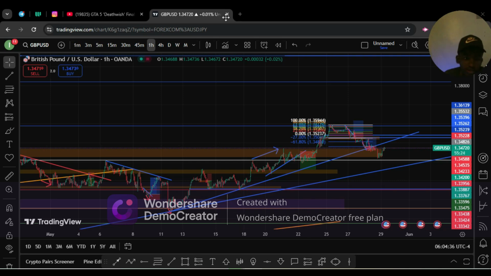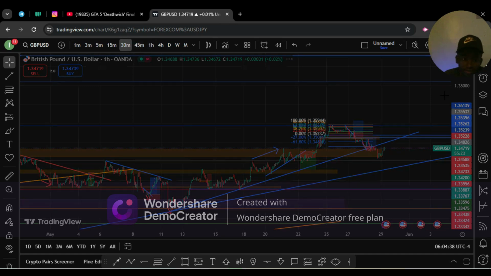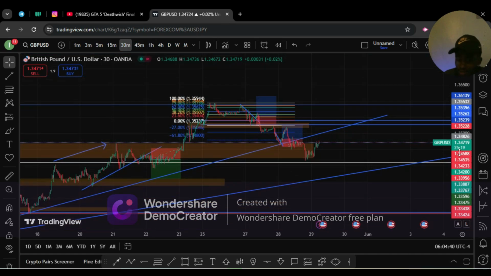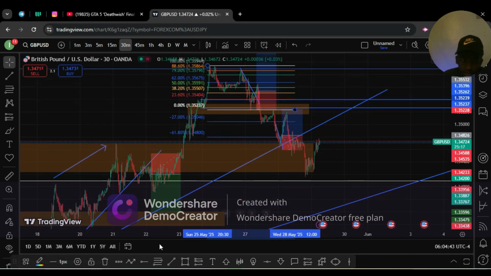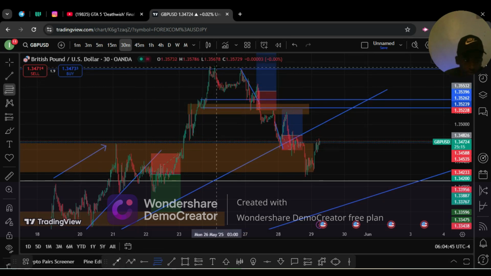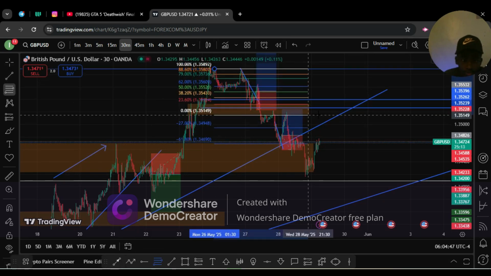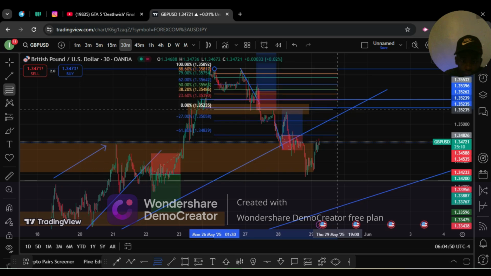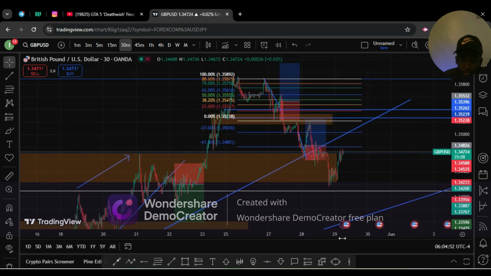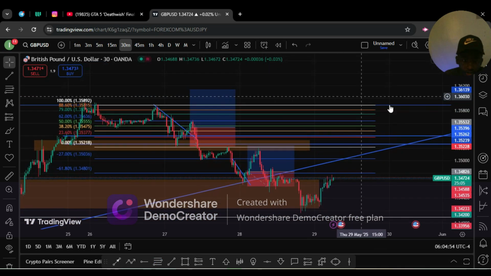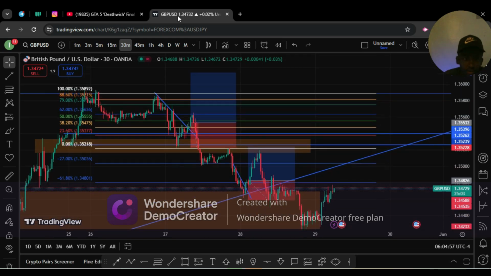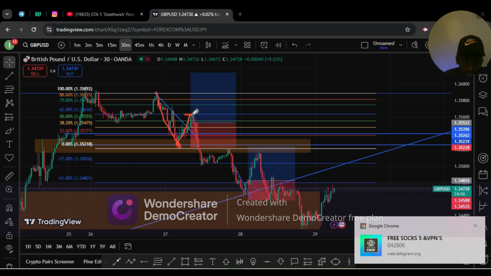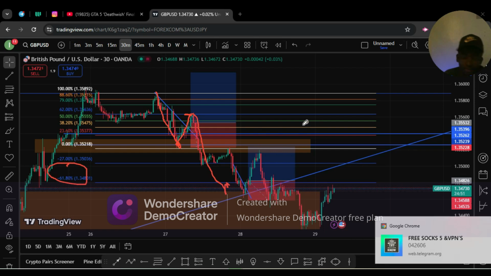So I later went down to my 30 minutes time frame. That is now minor structure, and I drew this Fibonacci from point A to point B. This is your first point A. This is point B. Price retraced. The price traded to this negative 61.8 of the Fibonacci levels, guys.